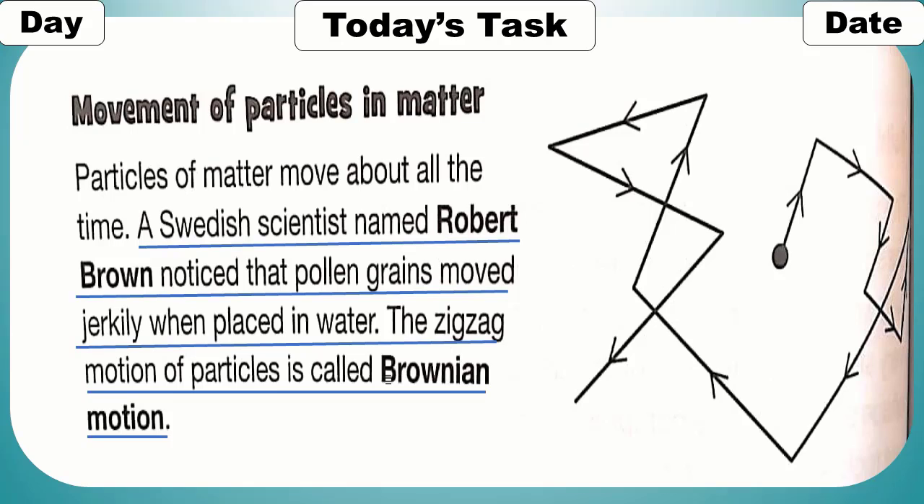Particles of matter move about all the time. A Swedish scientist named Robert Brown noticed that pollen grains moved jerkily when placed in water. The zigzag motion of particles is called Brownian motion.